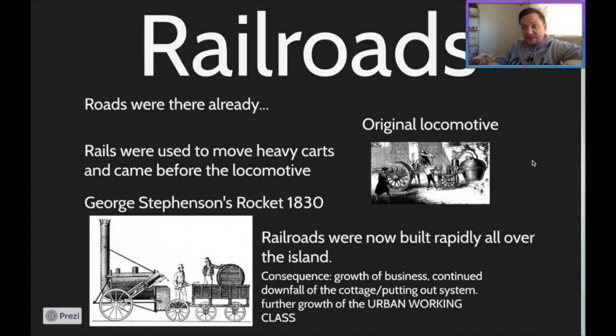So, think about it this way. As these railroads get put up rapidly all over the island to connect now these major cities, if you're looking for a job now that the cottage industry is dying because factories are replacing your work, where are you going to go? You're going to go to these major cities that are popping up along the railroad networks.